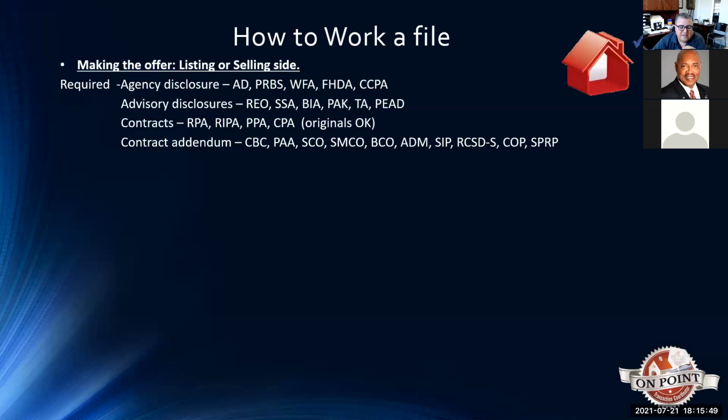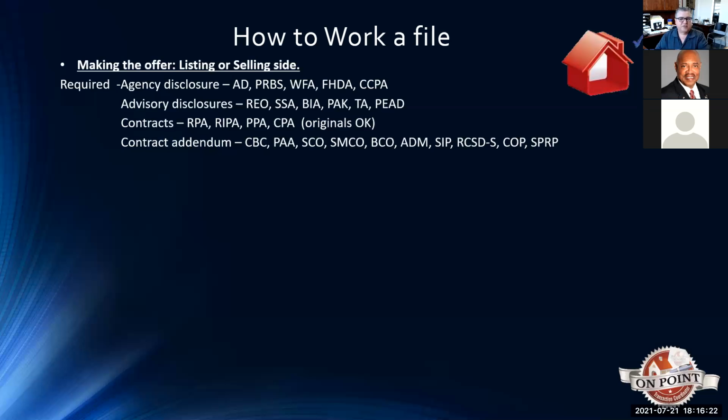So the idea is that each of these has a lot of very specific verbiage, because we're not going over each of these in terms of what their content is. It's more about just the form itself. So in terms of the agency disclosures, there's the AD, that's the real estate agency relationship, PRBS, possible representation of more than one buyer and seller, WFA, which is a wire fraud advisory, FHDA, which is the fair housing disclosure, which is a fairly new disclosure, and the CCPA, which is a privacy disclosure.